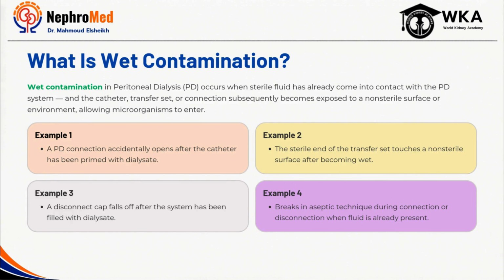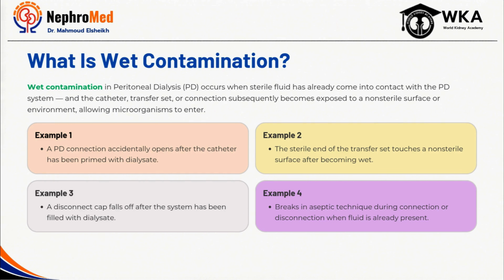Before we talk about management, we have to understand what wet contamination actually means. Because once you truly understand that concept, you will never confuse it with dry contamination again. Here is the easiest way to picture it. Imagine you are drinking water through a perfectly sterile straw. As long as nothing has passed through that straw, contamination is relatively contained. But the moment water is already flowing through it, and then the tip of the straw touches a dirty table, that contamination now has a direct highway into the system. That's exactly what happens in wet contamination.